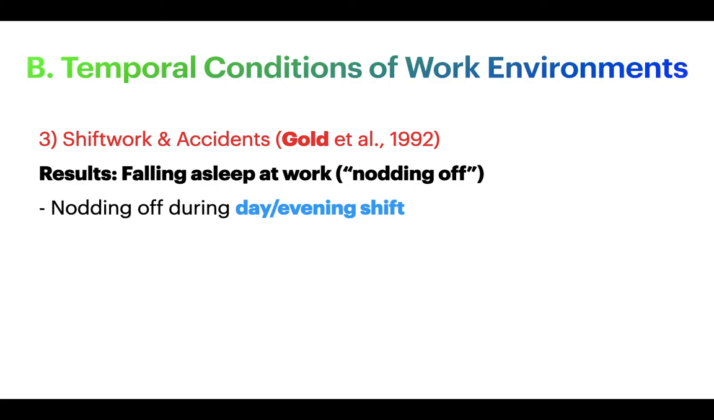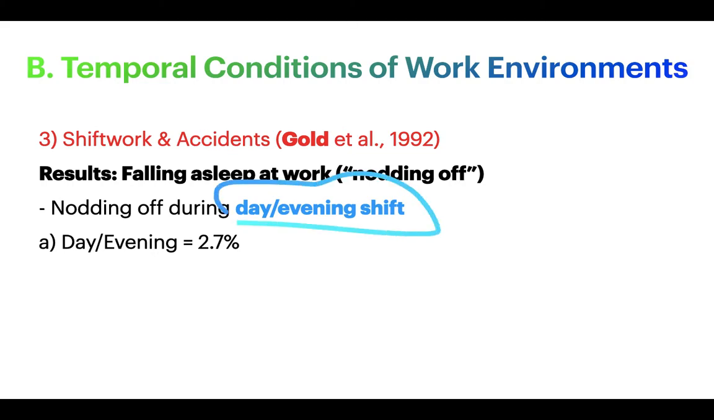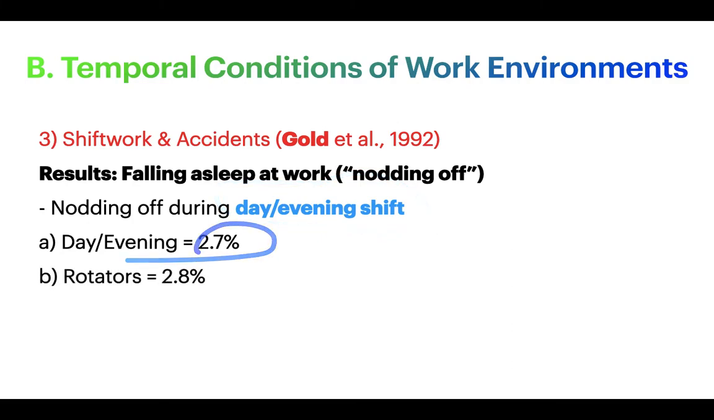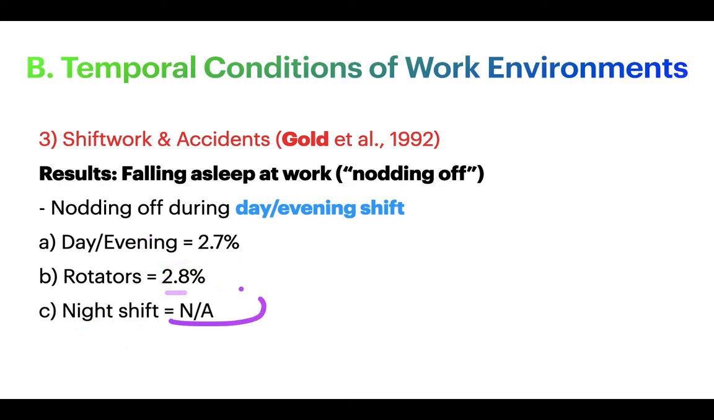So results of falling asleep at work, nodding off during the day and evening shift. Okay, so this is people who worked in the daytime and evening time. Previously it was only people who worked at night. Day and evening people, 2.7%. Right? Rotators, sometimes they work in the day, sometimes they work at night. If they worked in the daytime, they didn't nod off as much. Right? Previously it was a much higher number. So rotators, when they work in the daytime, they're fine. And night shift, I think they didn't have the results for that.